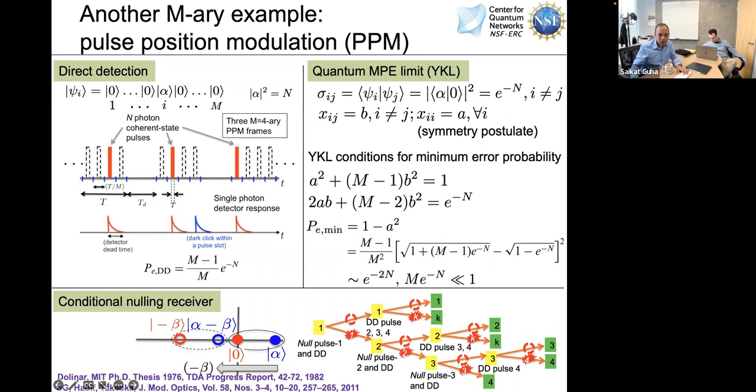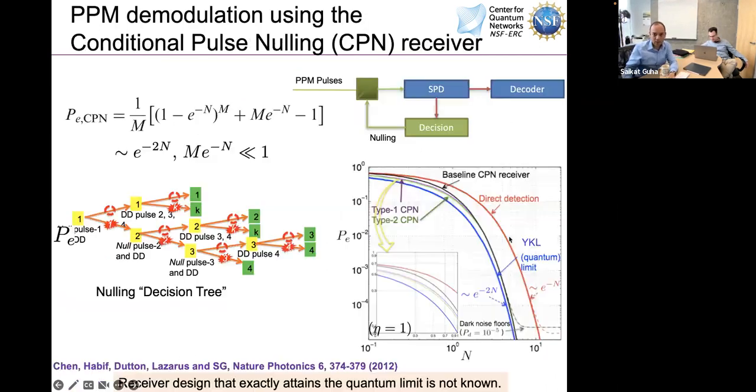So this receiver, called conditional pulse nulling, was invented by Dolinar, and then we improved it using what is called squeezing. Christos will talk about that. It can attain a probability of error that gets almost to this YKL limit, this black line, but not quite. And the gap is the largest in the low photon number regime. In the high photon number regime, this almost closes the gap. But again, this is a factor of 2 improvement over direct detection.